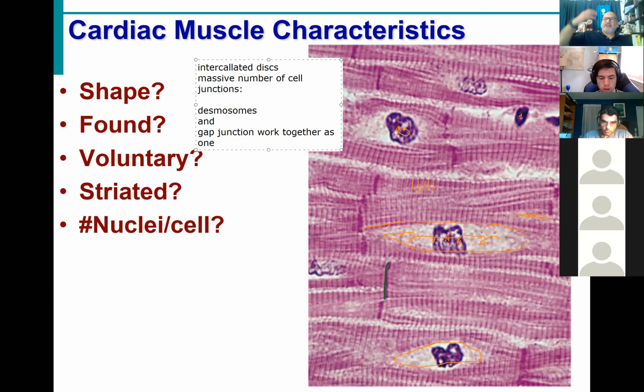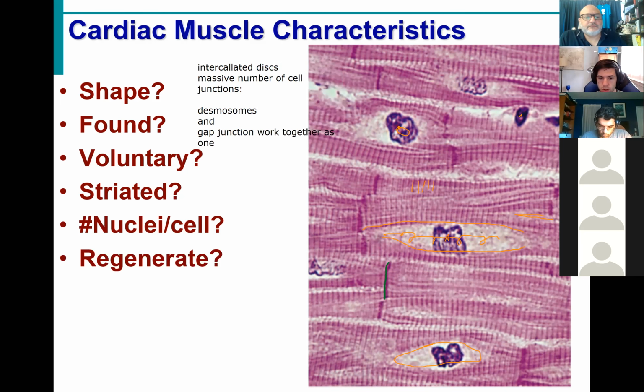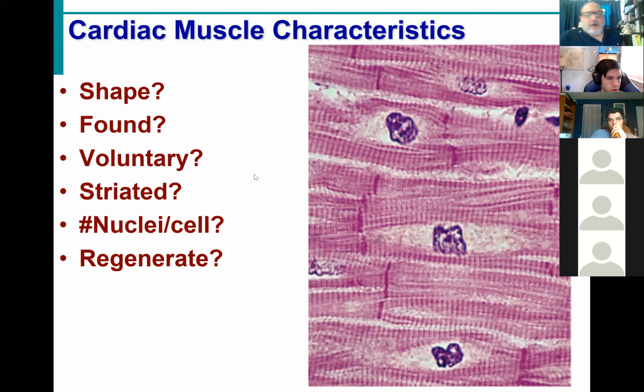So when one fires an action potential, it spreads to the next, and it spreads to the next, and the whole tissue contracts together as one, forming this huge, very efficient pump to pump our blood through our body. Able to regenerate? No. Nope. And again, as we talked about, this is the one that is not only involuntary, but also autorhythmic, able to generate its own action potentials. All right. Questions on that?